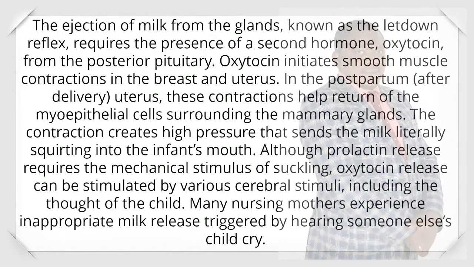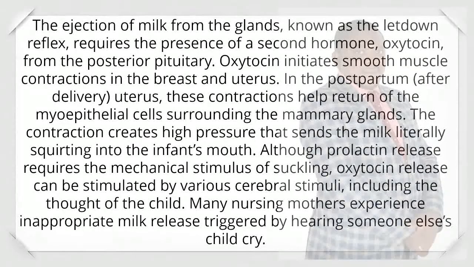The ejection of milk from the glands, known as the letdown reflex, requires the presence of a second hormone, oxytocin, from the posterior pituitary. Oxytocin initiates smooth muscle contractions in the breast and uterus. In the postpartum uterus, after delivery, these contractions help return it to its normal size. In the breast, oxytocin causes contraction of the myoepithelial cells surrounding the mammary glands. The contraction creates high pressure that sends the milk literally squirting into the infant's mouth.